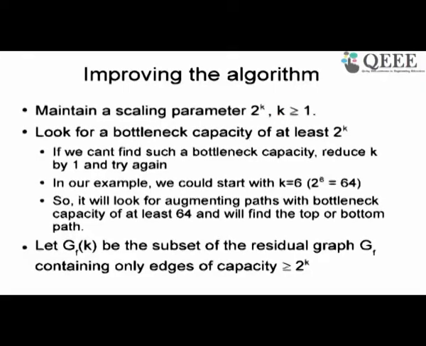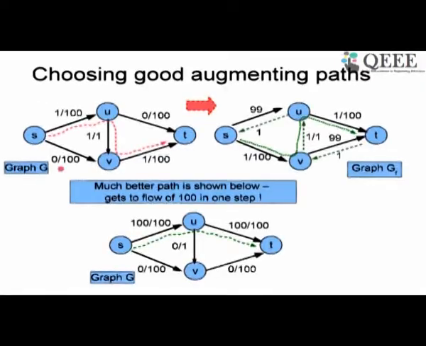So if I have a graph with edges with capacity 100, for example, I could start at 2 to the 6, 64. I could try to find a path with an edge bottleneck of 64. So in this case, I can find. And in case I can't find a path with 64, then I reduce to 32, then I do 16, then I do 8, then I do 4, like that I keep reducing. And you can see such an algorithm will terminate in a number of steps which is log of c.